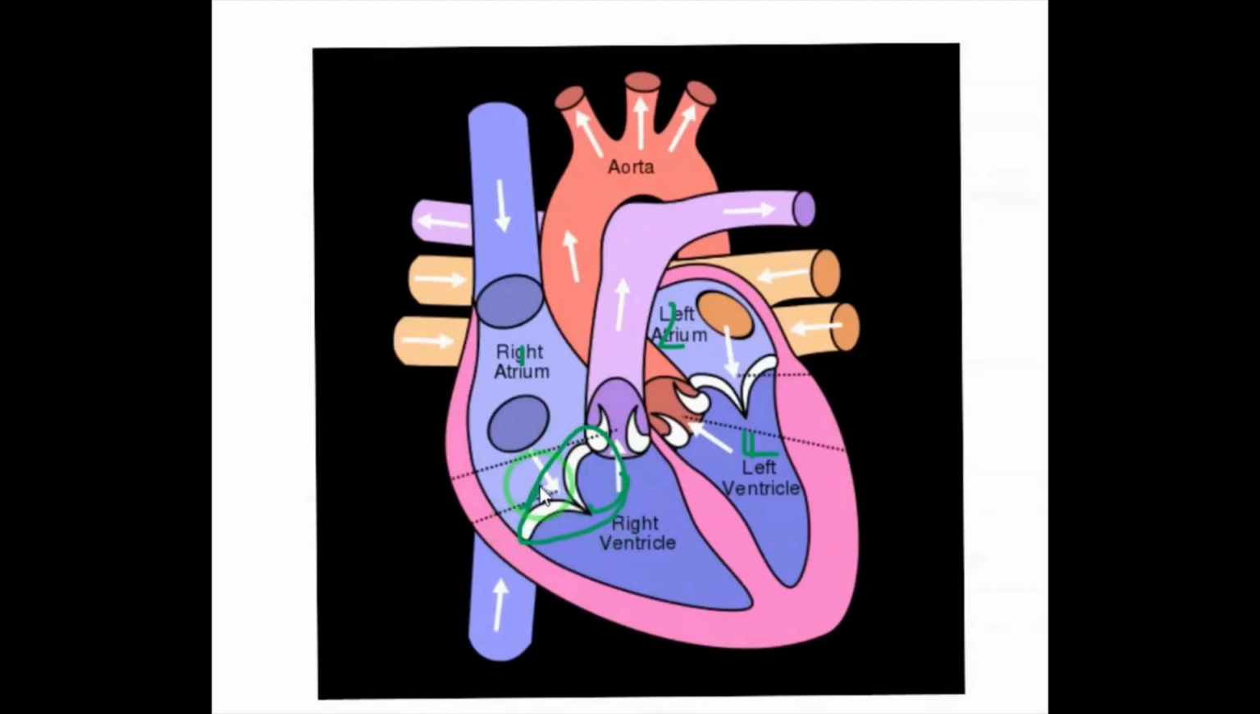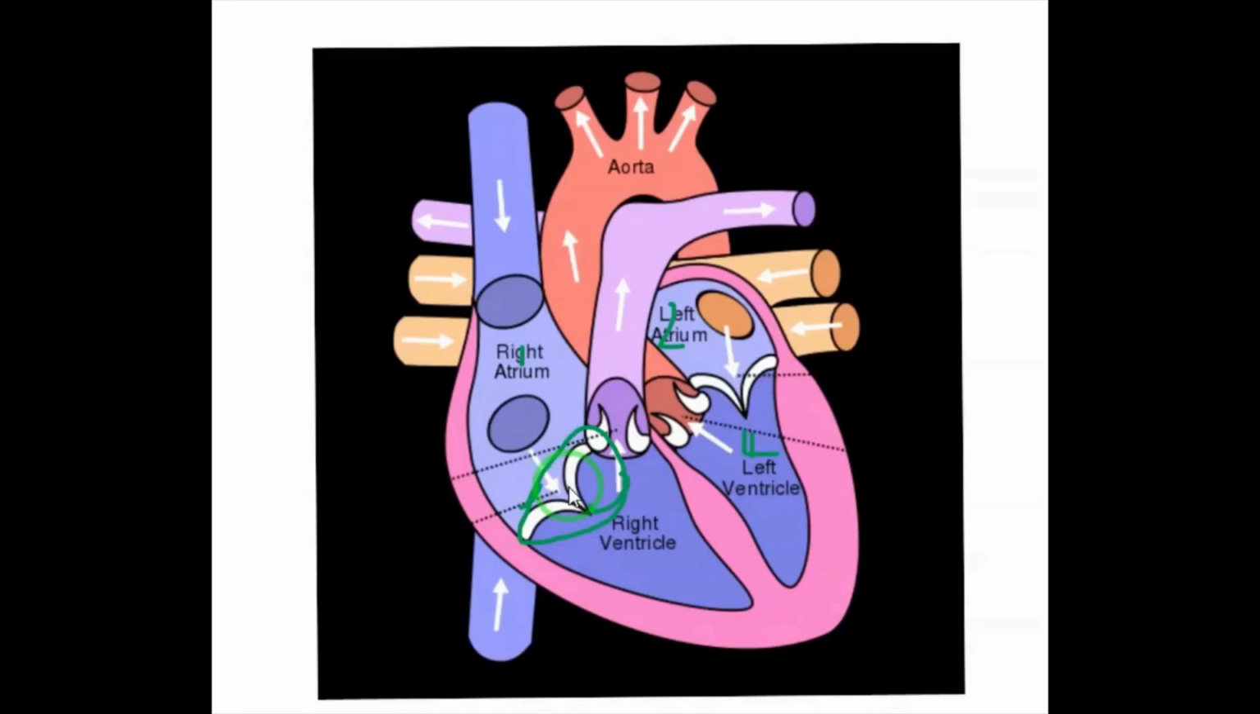So this tricuspid valve, where is it located? It is located between the right auricle and right ventricle. Clear, children? This is the right auricle, and this is the right ventricle. Between these two, this tricuspid valve is located.